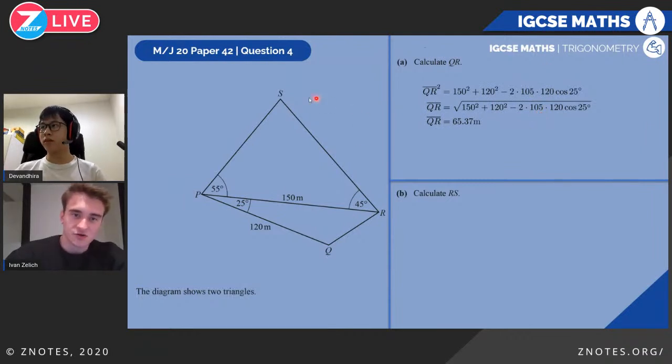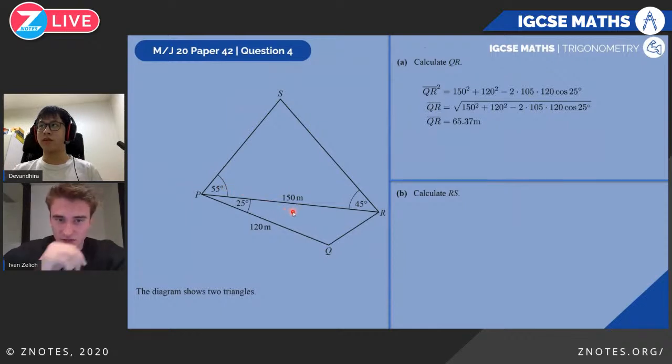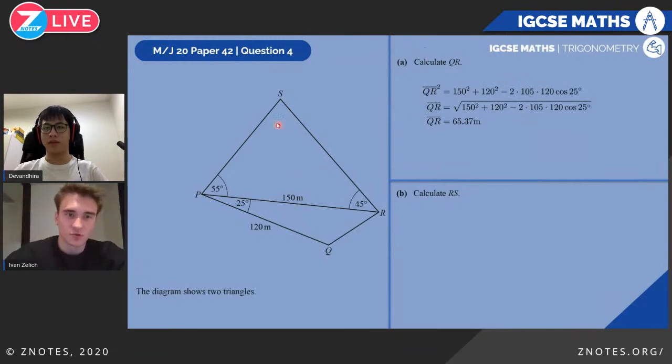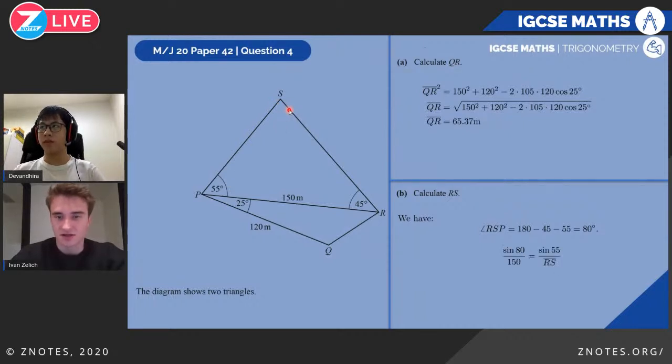Now let's look at RS. For RS, we have a length and an angle opposite to it. We will be able to use the sine law, but not quite yet. To apply the sine law, we need two pairs of sides and opposite angles. So we need to find this angle. We can find it by 180 minus 45 minus 55, which is 80 degrees. And so then this angle is 80, and we can apply the sine law.